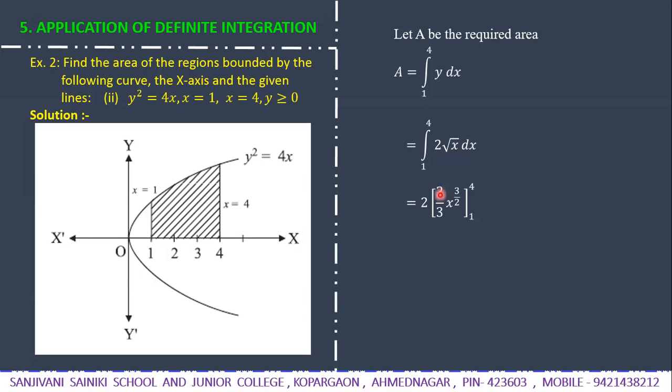So 2 times 2 is 4. So 4 by 3 into x raised to 3 by 2. Put the upper limit and lower limit and take their subtraction. You will get 28 upon 3 square units. So this area is nothing but 28 upon 3 square units.